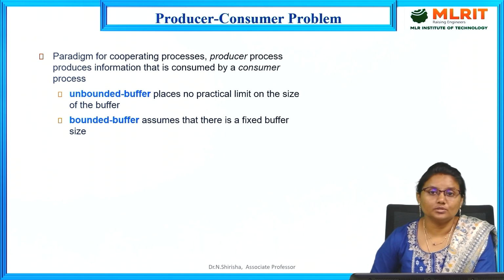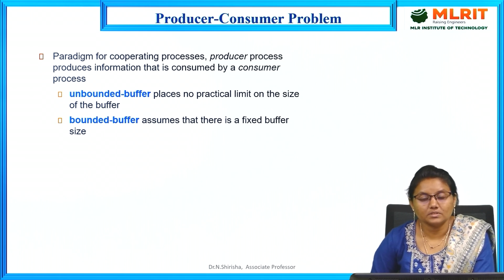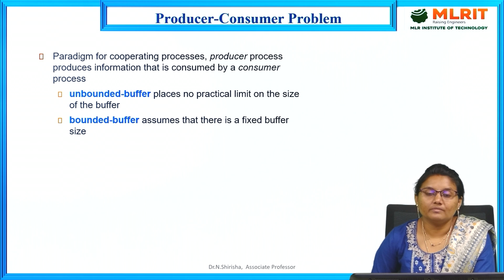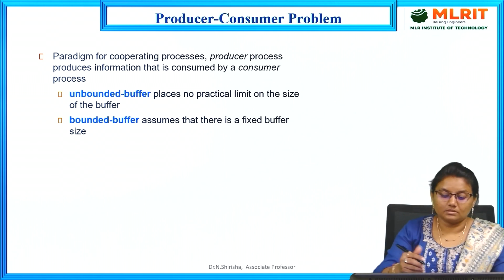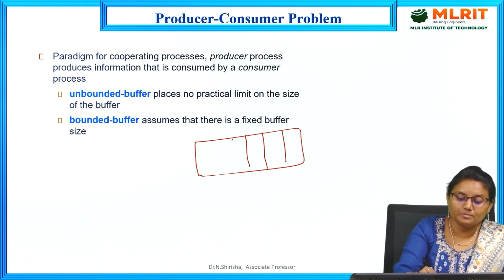So, what is the producer-consumer problem? If you have a process where it has to produce some items, and you take a memory, if the memory is free, there is free space. Therefore, the producer can always produce an item.